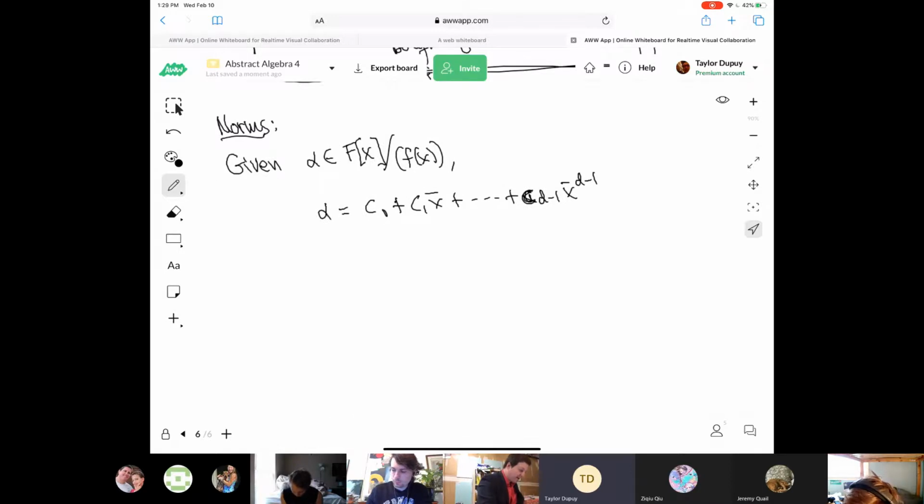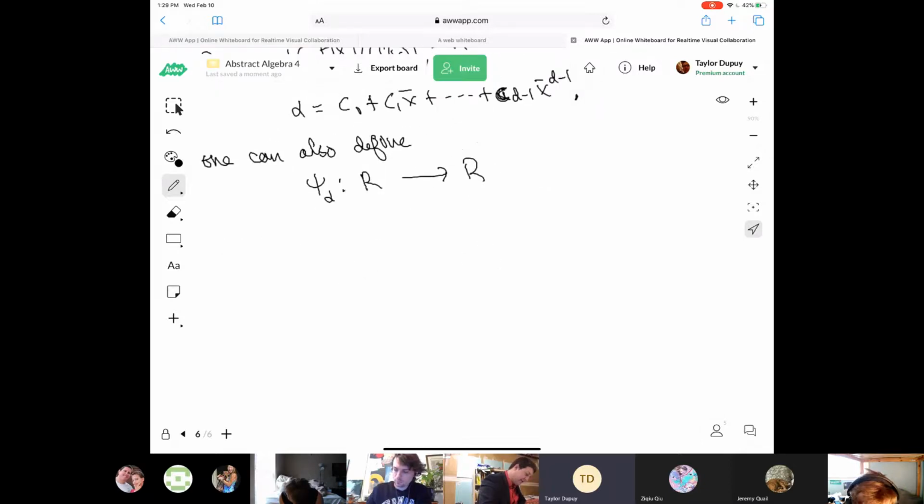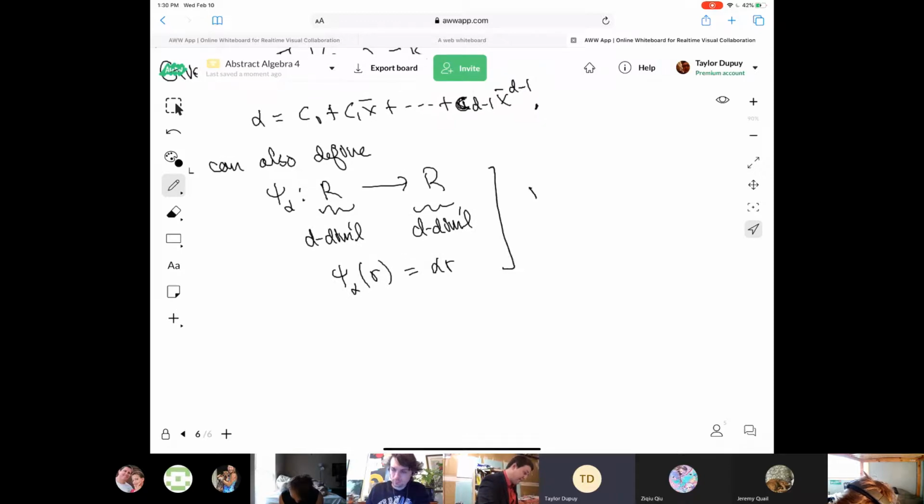It doesn't really matter what this is, but one can also define psi of alpha, from R to R. So this is a d-dimensional vector space. If we apply psi of alpha to some element of R, it is just alpha times that element. So this is an F-linear map.